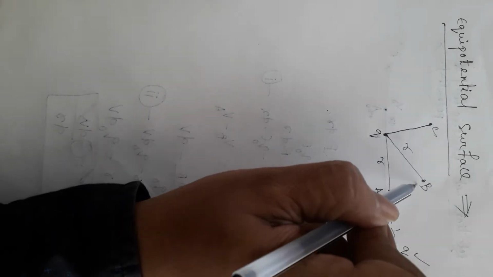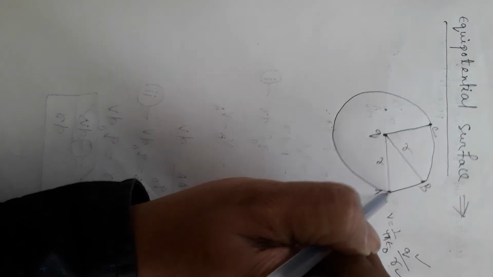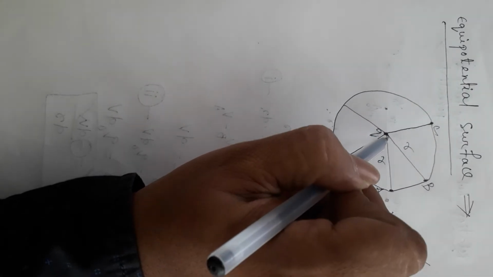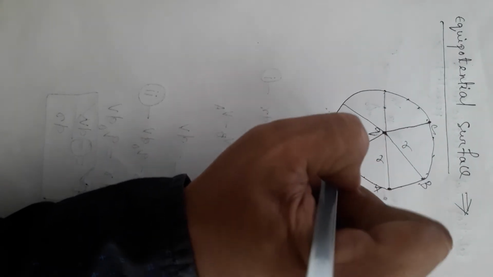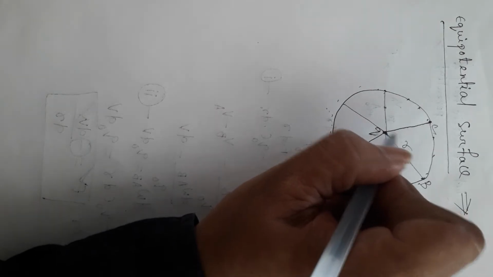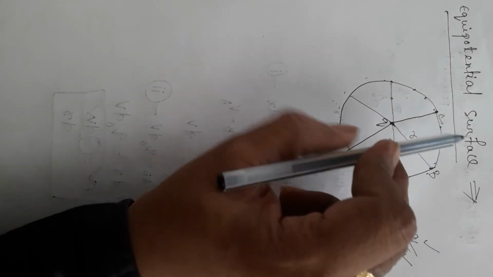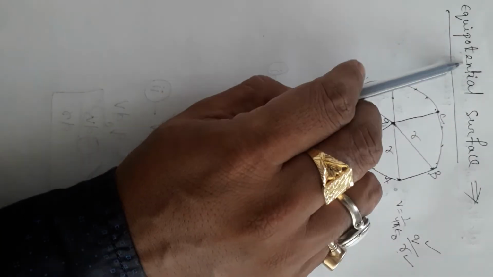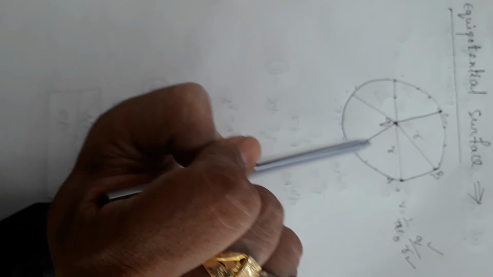So if we join every point at this distance R, the potential will be same at each point. This is the surface where the potential will be same. It will make a sphere, and at each point of this surface the potential is same. So this is an equipotential surface, or equal potential surface. Equal means the potential is equal at this surface, so it is an equipotential surface.